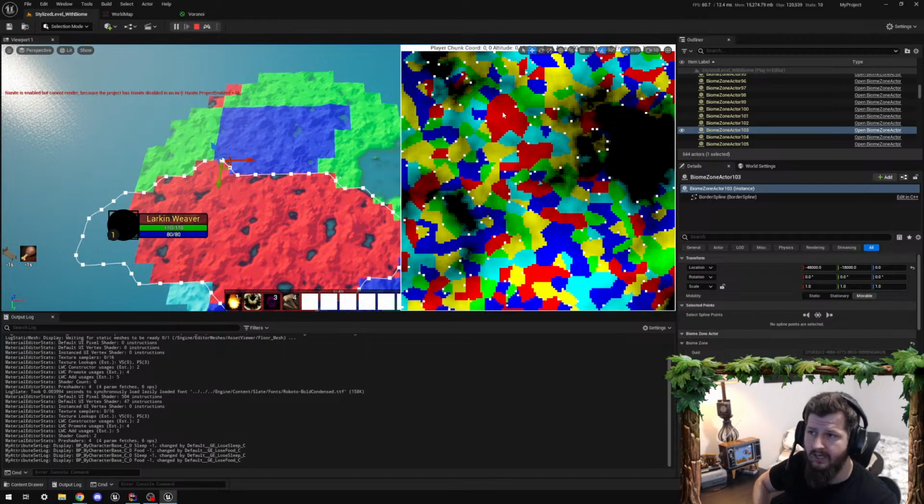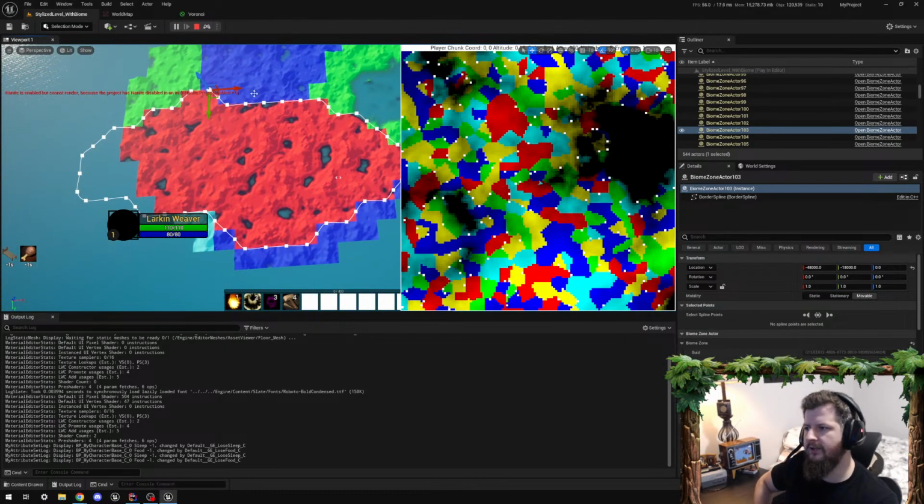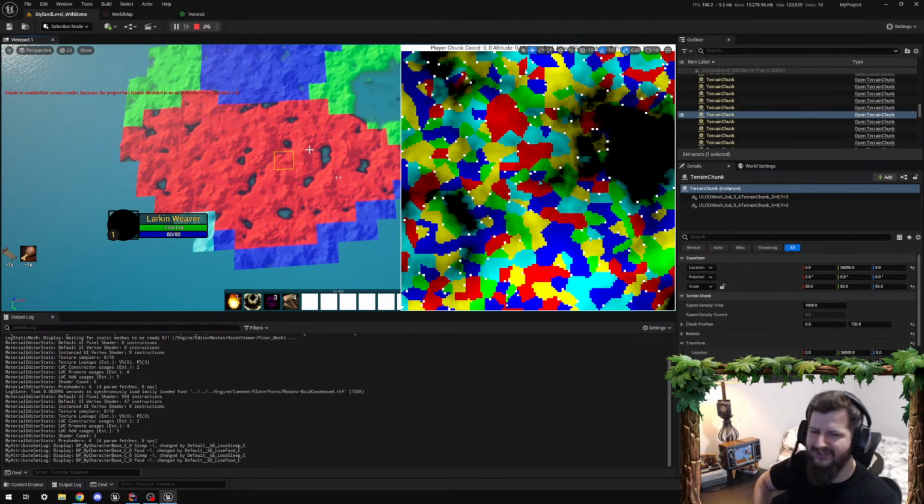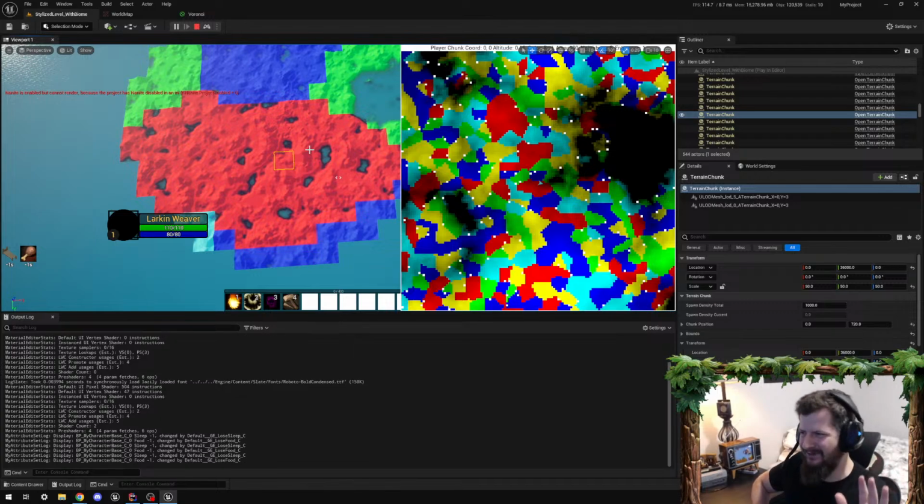And so these are going to be different biomes, different zones. Then I colored my terrain based on it just for debugging. My terrain looks a lot better than this, I promise. But I'm just using this so I can debug and see some information here.